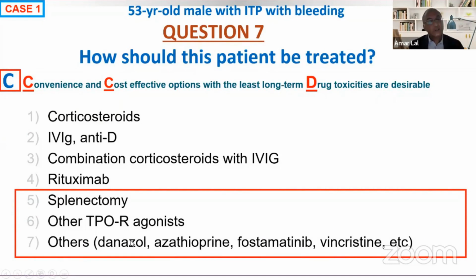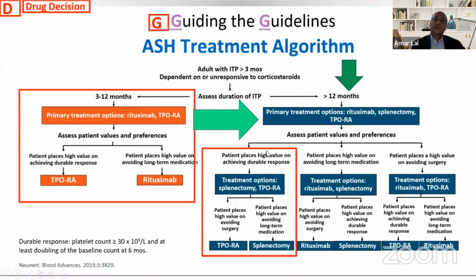Or as David Cuttrell mentioned, there are a lot of other options. You can use MMF, you can use danazol, azathioprine, and some drugs which are still not available, fostamatinib and vincristine. So many medications are there. So what should we do in this patient now? After long discussion, again going to the ASH guideline, the patient wants a durable response. Now we have 2 durable response options.